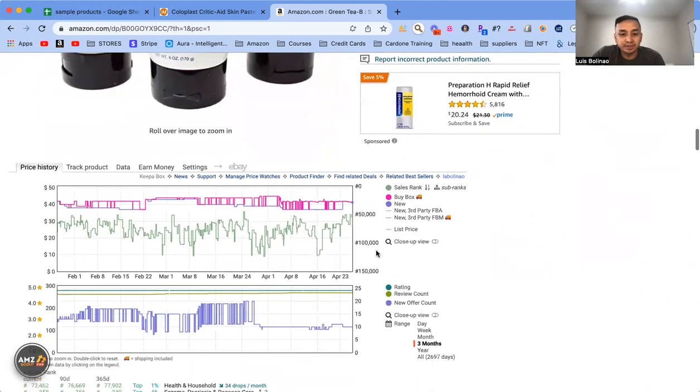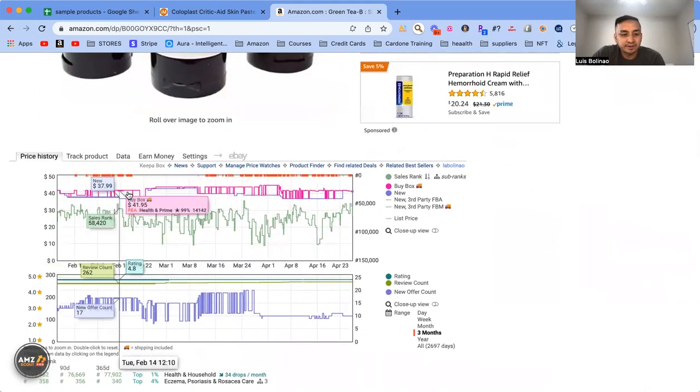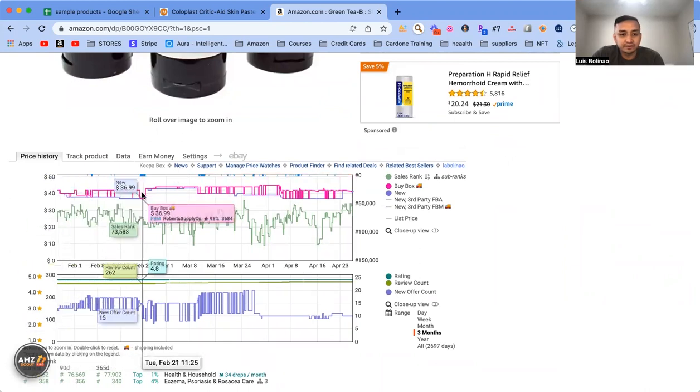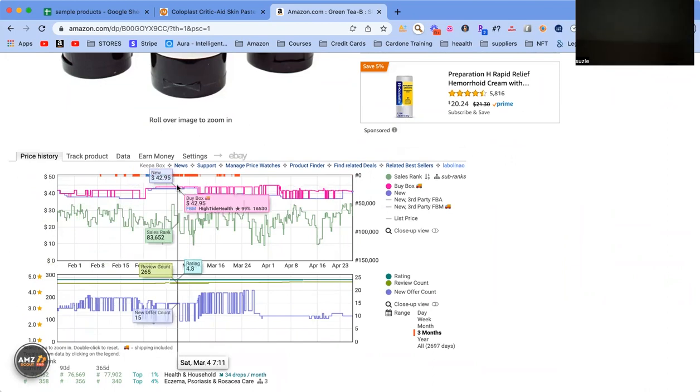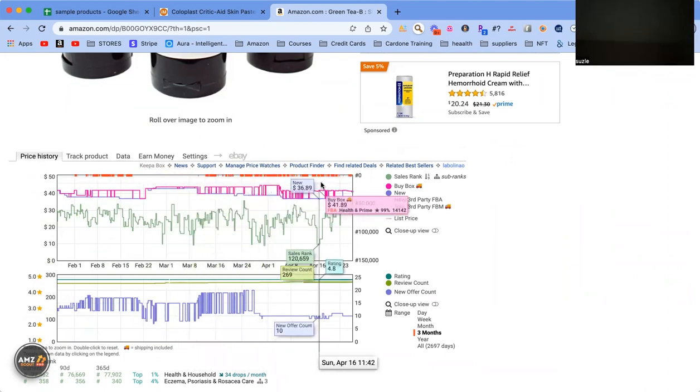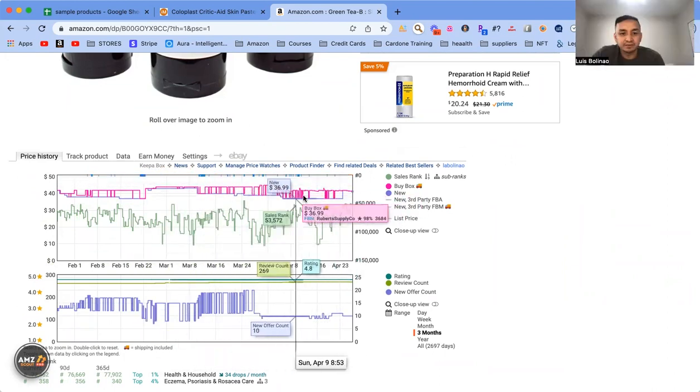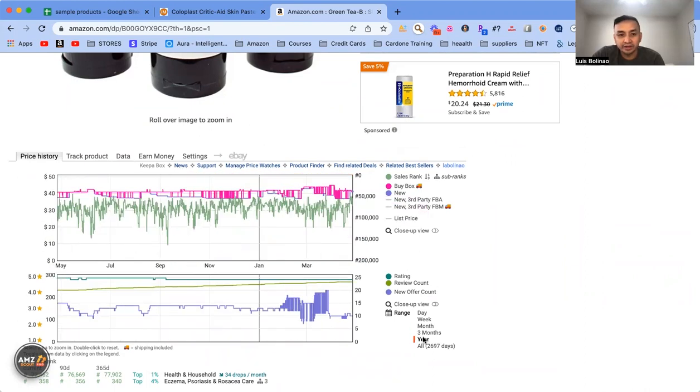And then I look at Keepa. So this one has been stable as far as price. You guys see it? The pink line? For the past 3 months. Pretty stable. And then sometimes I go wider and go for the year. I mean, this one's very stable as far as price. So this one is good.